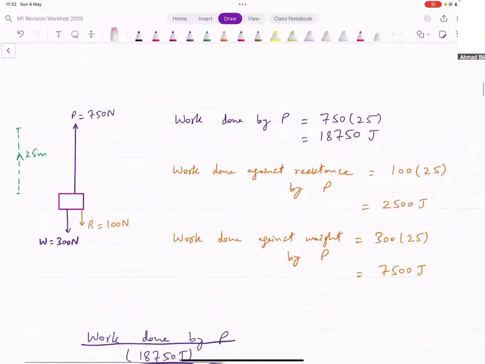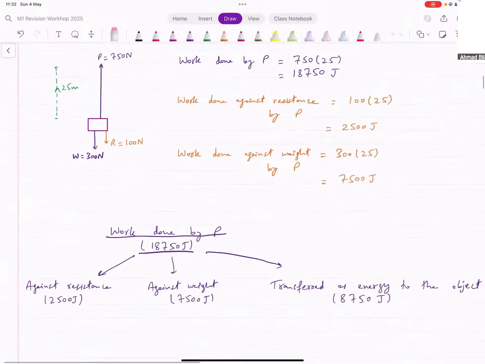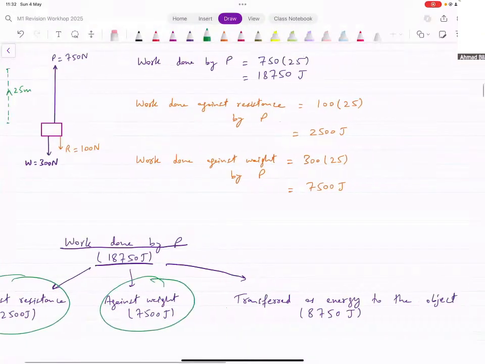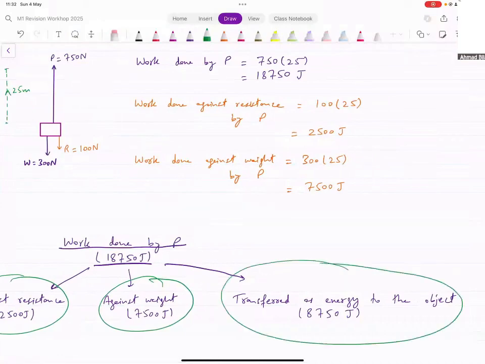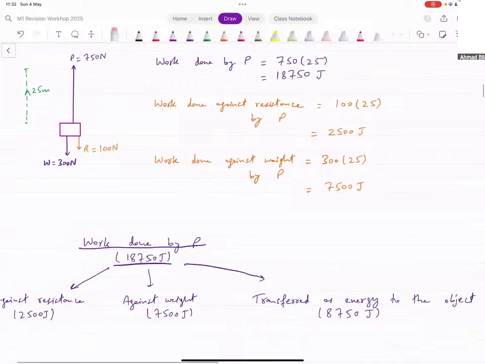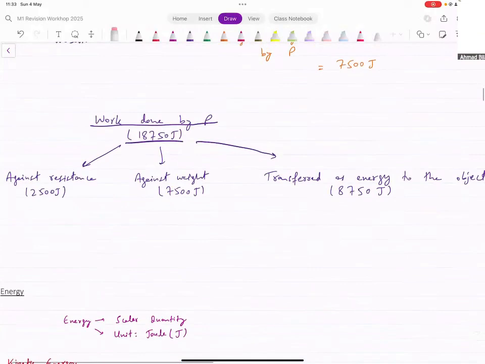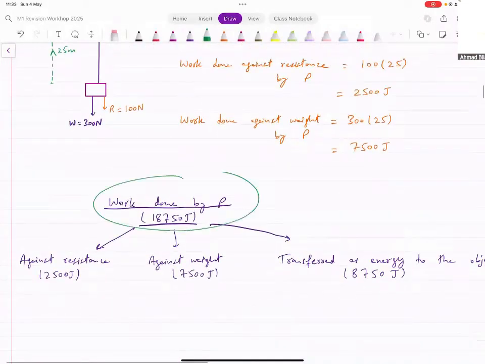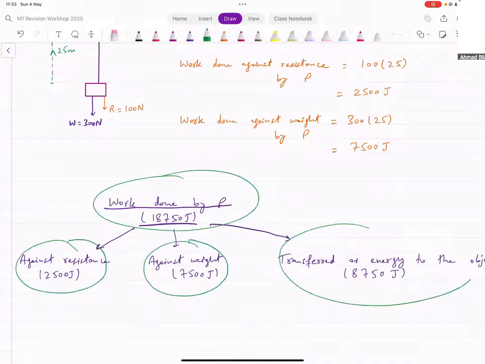Now, in this case, what's happening is the total work done by P is 18,750 joules. Some of it is being used against resistance, some of it is being used against weight, and the rest of it is transferred to the object as the energy of the object. Okay? Yes, so this total work done includes work done against resistance, against weight, and this. Okay?